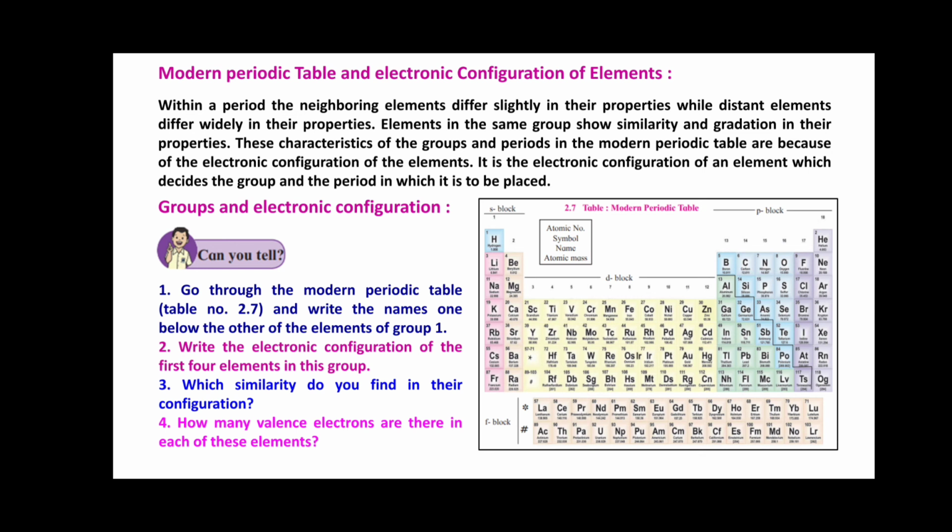While going from top to bottom within a group, one electronic shell gets added at a time. From this we can say that the electronic configuration of the outermost shell is characteristic of the particular group. However, as we go down a group, the number of shells goes on increasing. So these are the facts regarding this modern periodic table.